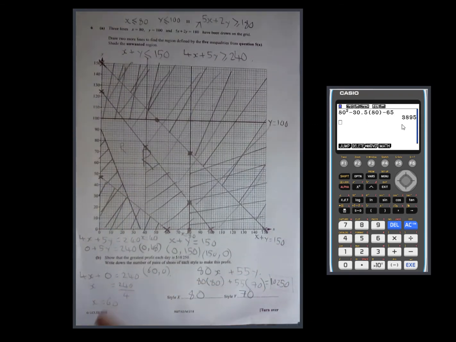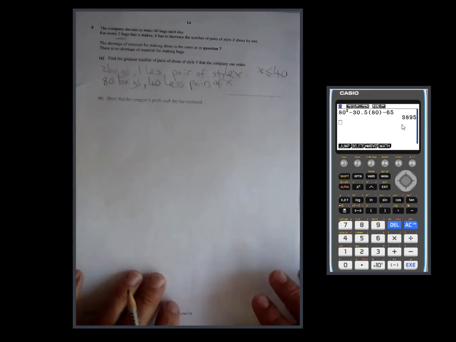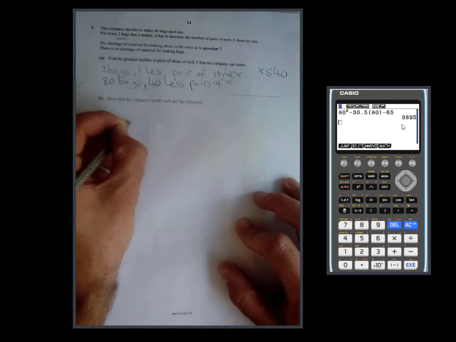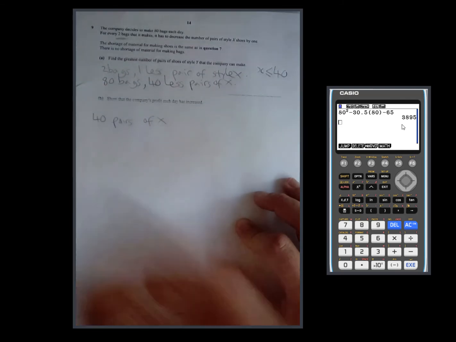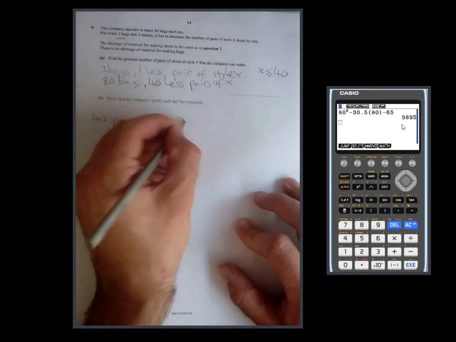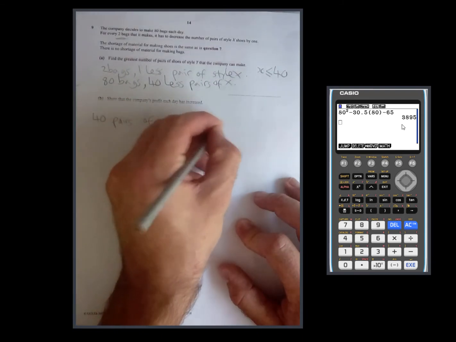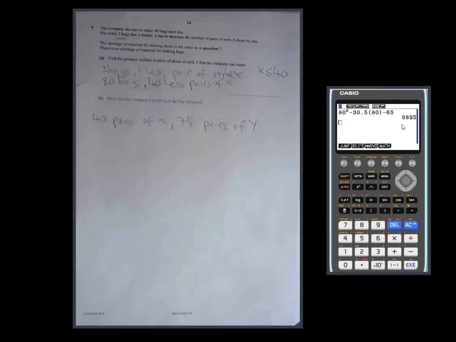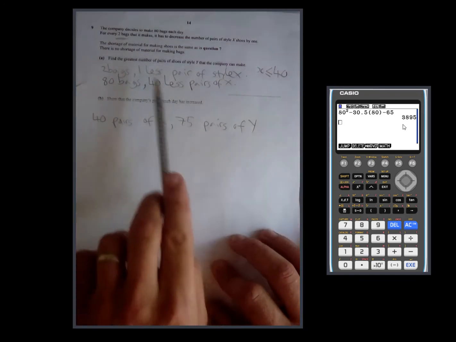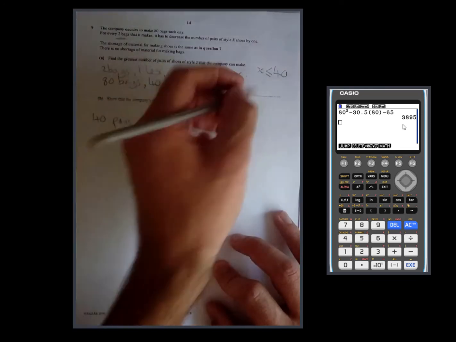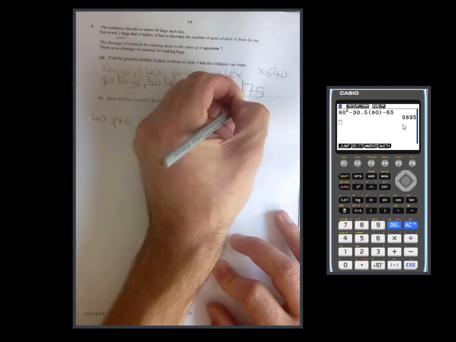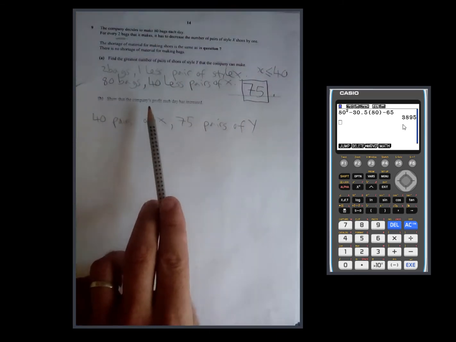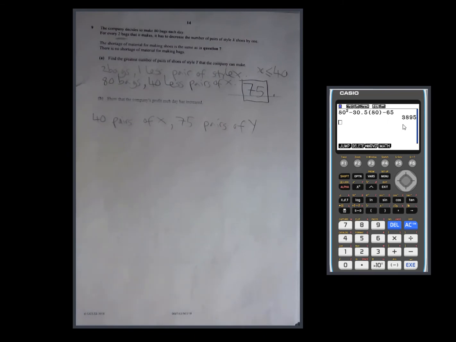So let's go back to that. So we're going to make 40 pairs of X and 75 pairs of Y. So the first part of this question was just asking, find the greatest number of pairs of Y that we can make. The answer is 75.